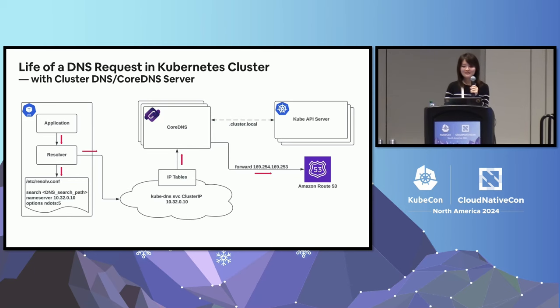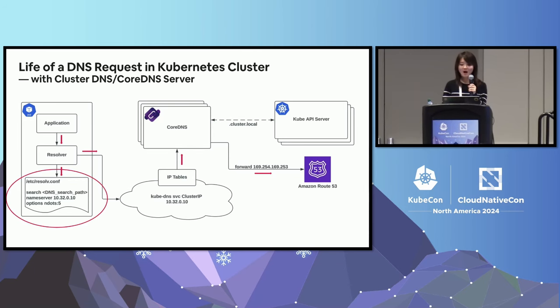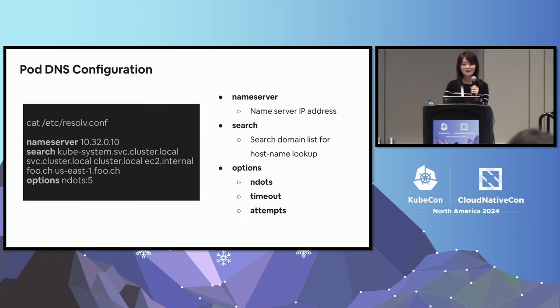We just mentioned that the resolv.conf file holds the pod DNS configuration. Now let's have a closer look at how this configuration affects DNS queries. You're able to read the pod DNS configuration from the /etc/resolv.conf path on your pod. Here is an example of the resolv.conf file. We can see it contains nameserver, search path, and options. The nameserver specifies the DNS name server's IP address, the search field defines a list of search domains, and the options section allows modification of certain internal resolver settings.